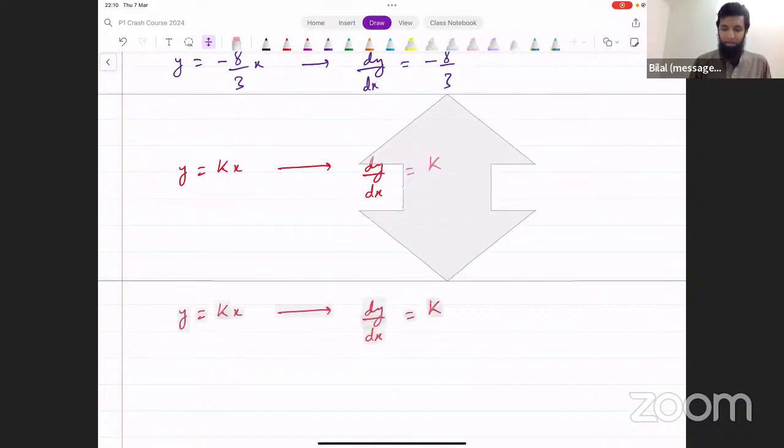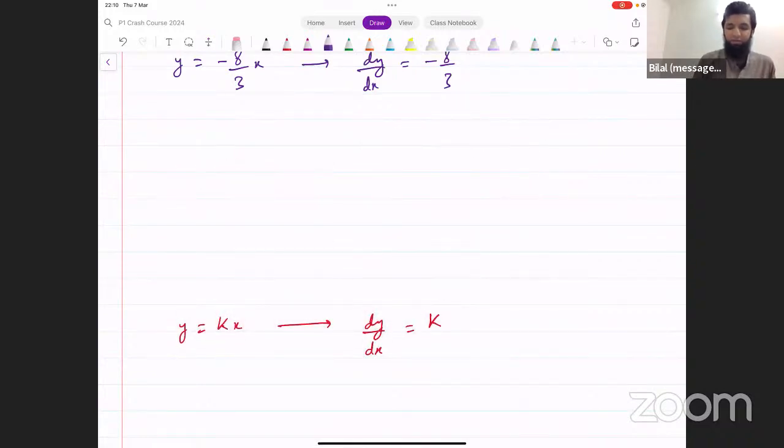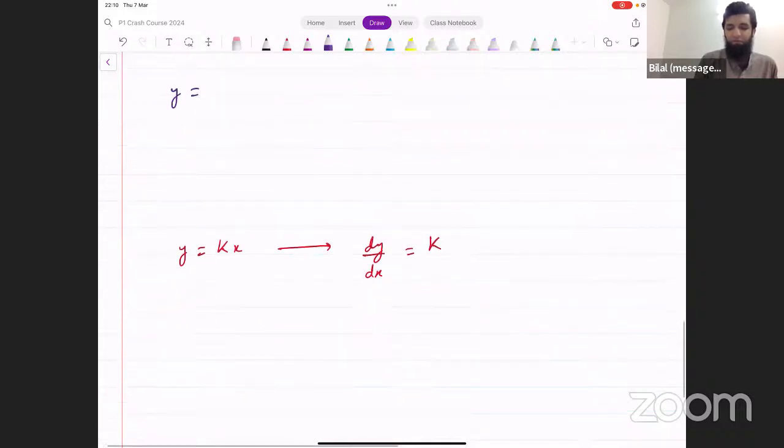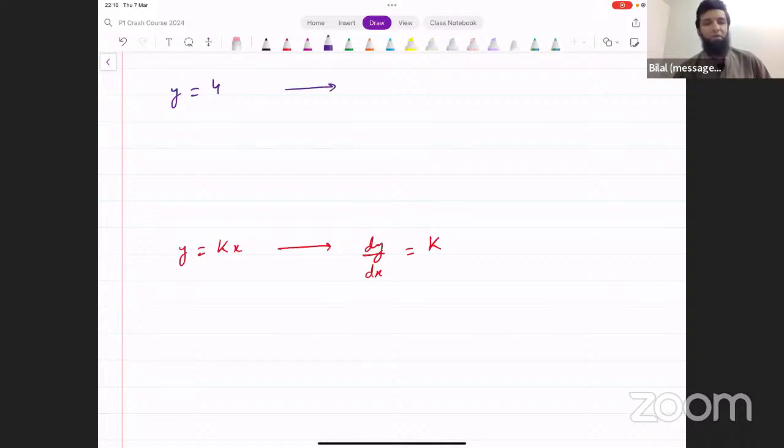Okay. And then if you had something like this, for instance, y equals 4, what's the derivative of that? How do you apply the power rule to this? Y equals 4. How do you apply the power rule to this? Sir, it would remain as it is. So dy by dx is going to be 4. Sir, or it can be 0. Power would be 0 if we take 1 down.